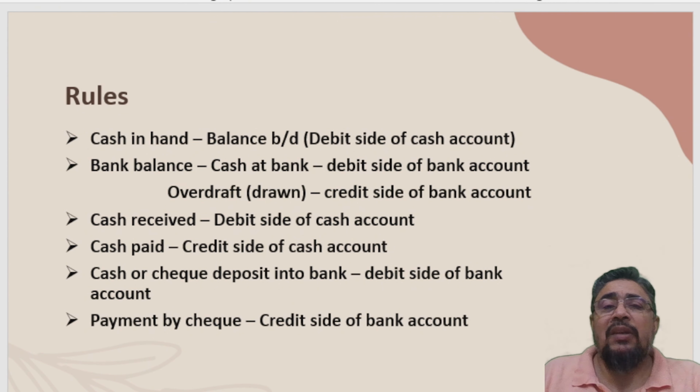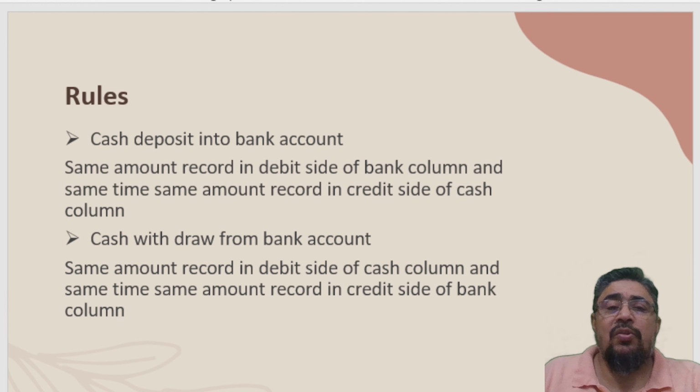When cash or a check is deposited into the bank account, record it on the debit side of the bank column. And when we make a payment by check, record it on the credit side of the bank column. For a cash deposit into the bank account, the same amount is recorded on the debit side of the bank column and at the same time the same amount is recorded on the credit side of the cash column.